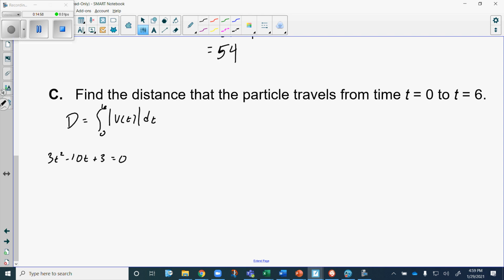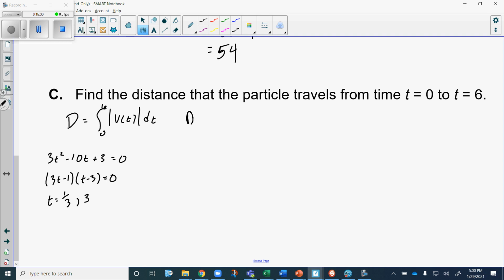So when I factor this, and you guys know how to factor, the factors here are 3t minus 1 times t minus 3. And so here I'm going to get t is equal to a positive 1/3 and a positive 3. So those are the critical numbers that I'm going to be looking at. So I'm going to start breaking my function up along those different intervals.